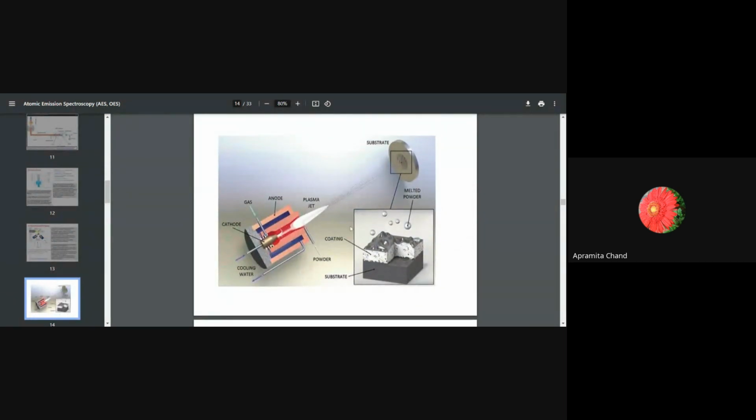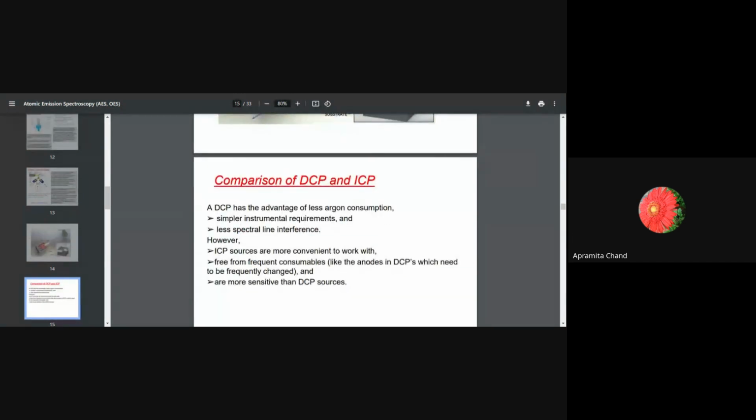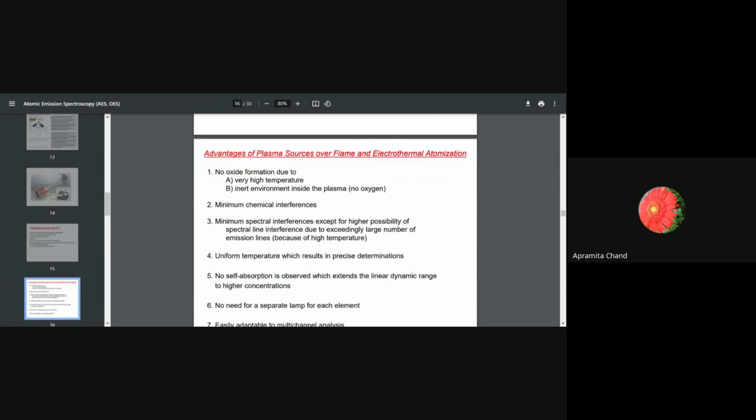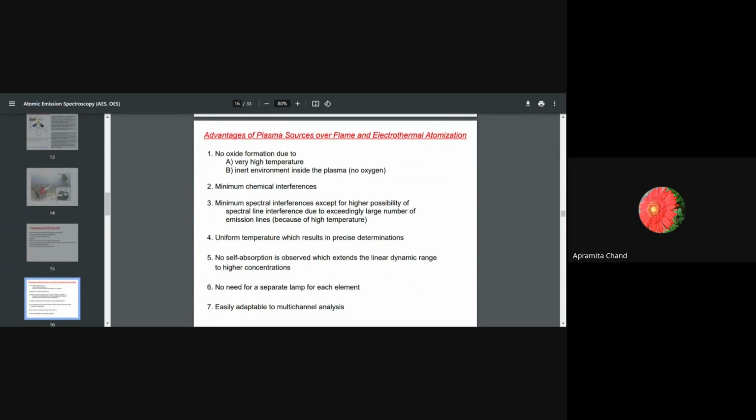So this is the setup of a DCP AES. And then the comparison of DCP and ICP, if it is asked, you can write that it has the advantage of less argon consumption, less spectral line interference and simpler instrumental requirements. But ICP sources are more sensitive, free from frequent consumables, and are also convenient to work with.